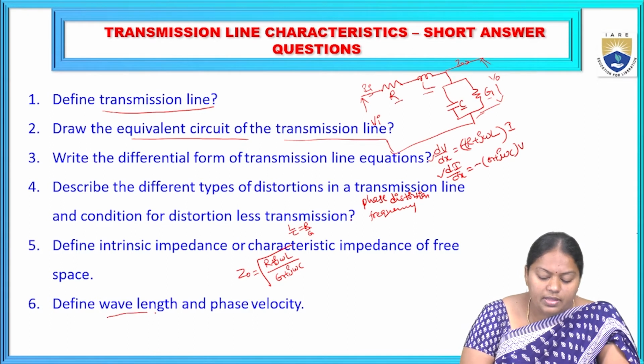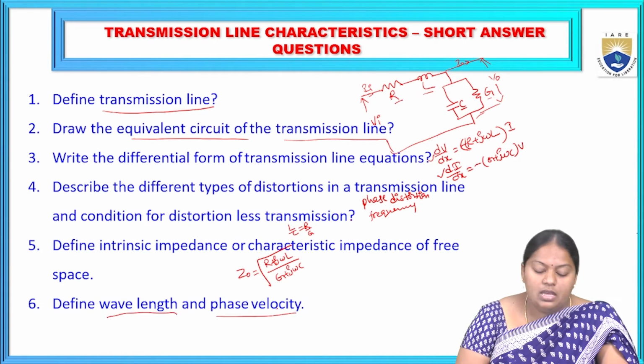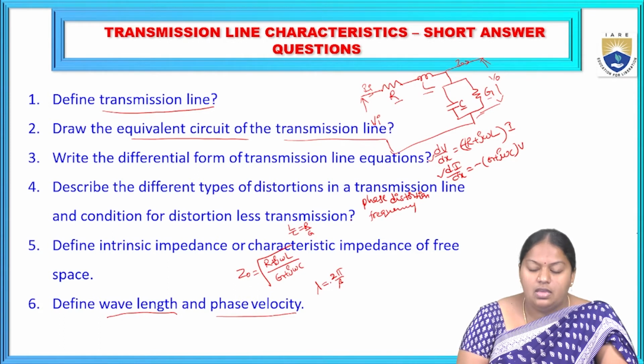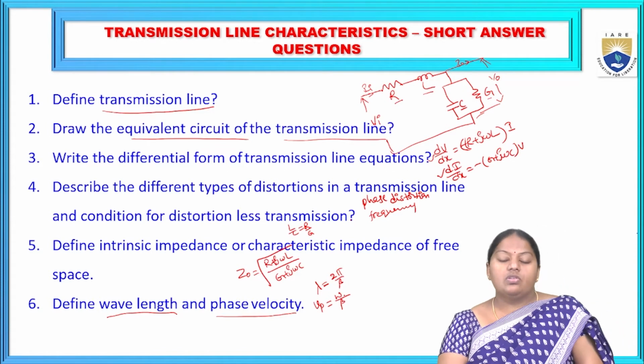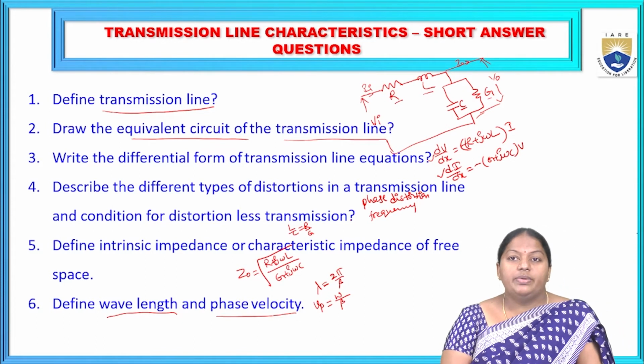Next, define wavelength and phase velocity. Wavelength is represented with lambda, that is given by 2 pi by beta. How we define this wavelength means after every 2 pi radians, the phase changes take place, and it is represented as lambda, which is equal to 2 pi by beta. And the phase velocity, also called wave velocity, is represented with Vp, and it is given by the ratio of angular frequency to the phase constant, omega by beta.